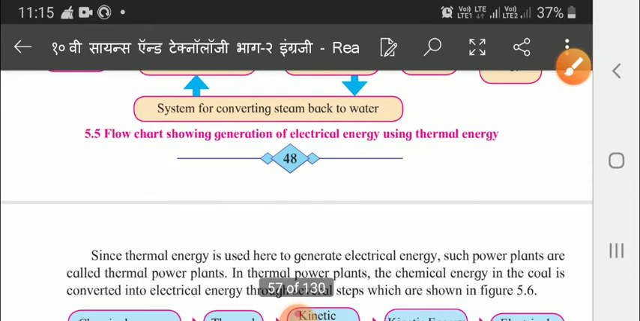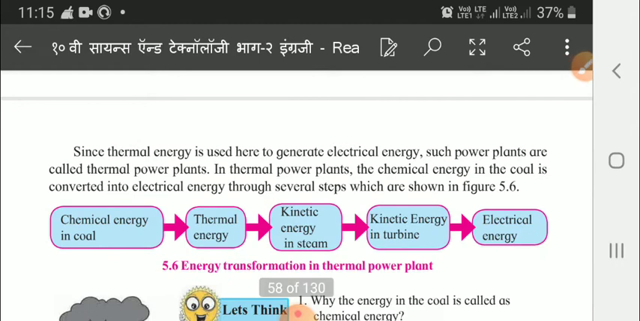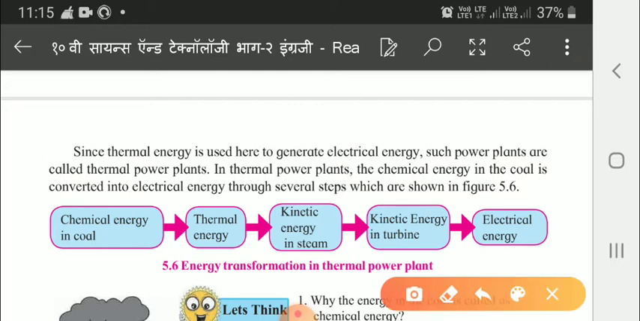Children, since thermal energy is used here to generate electrical energy, such power plants are called thermal power plants. This you have to underline, because heat energy, the steam energy, is used to generate electricity. That is why these are known as thermal power plants.